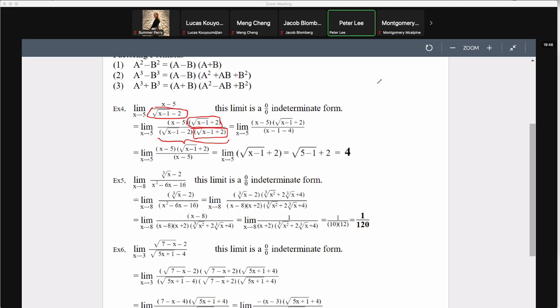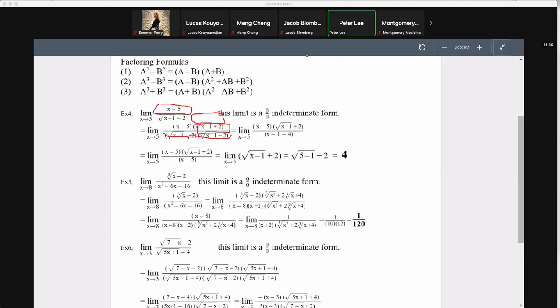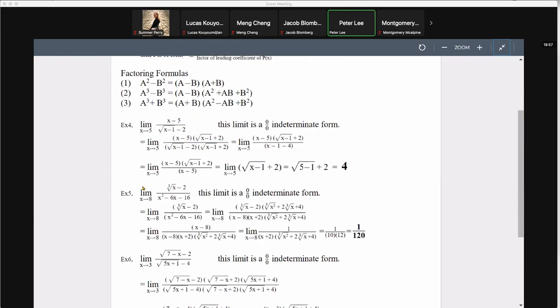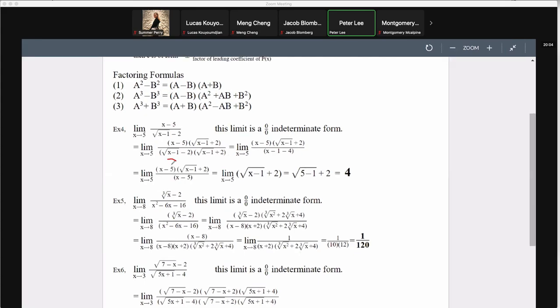Now note that when you multiply... let me scroll this a little bit so that you can see the factoring formula. So when you multiply these two guys right here, then what is the pattern there? Oh, that's A minus B times A plus B. Isn't that A squared minus B squared? Yeah, we know that. That's what we call the difference of squares.